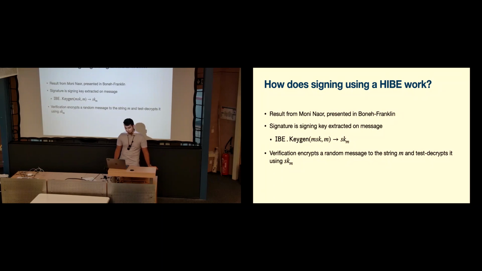And then for verification, you just encrypt a random message string, and then you test the decryption using the key that you generated. If the decryption succeeds, you know that the signature is indeed valid, right? And so the ciphertext of the Hive scheme actually becomes like a signature.